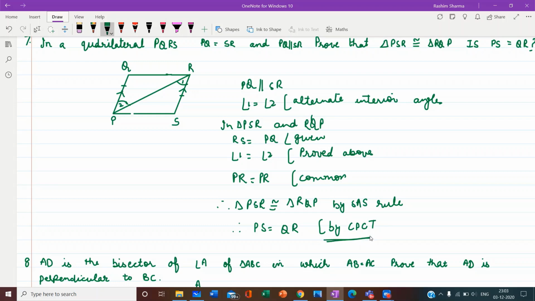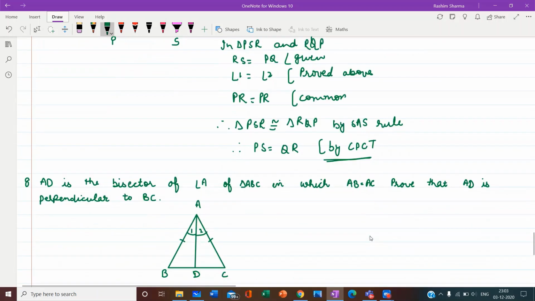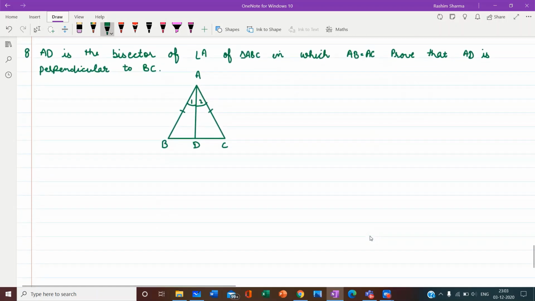Okay, let us start with question number 8. AD is the bisector of angle A. It means this angle A is divided into two equal parts, angle 1 and 2, of triangle ABC, in which AB is equal to AC. Now we are given these sides are equal. Prove that AD is perpendicular to BC.